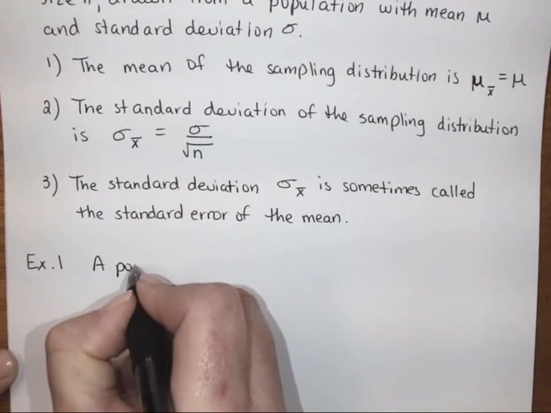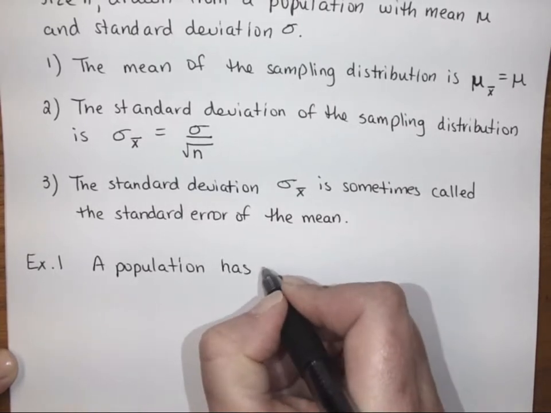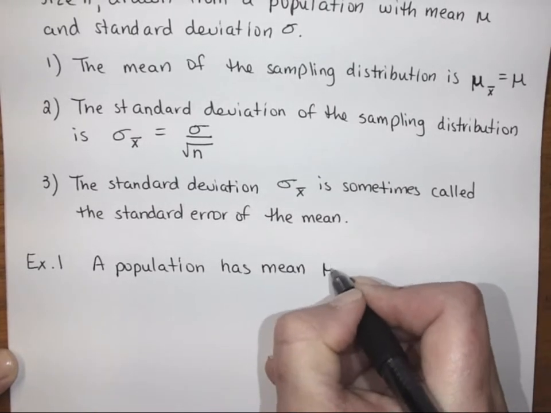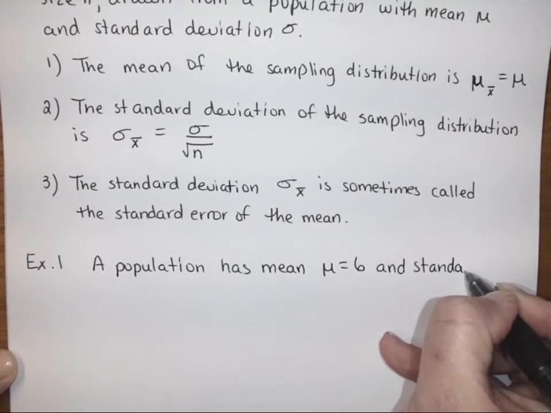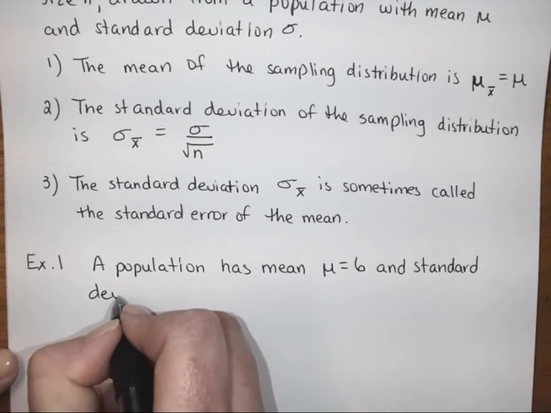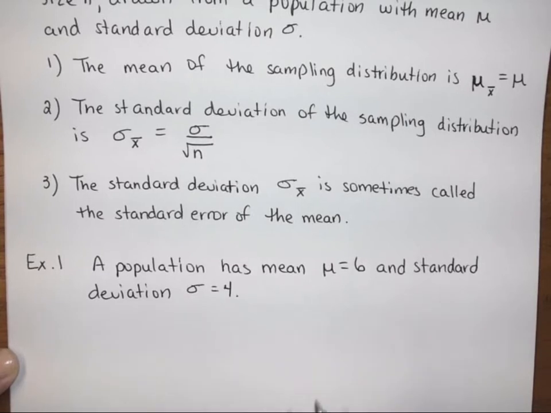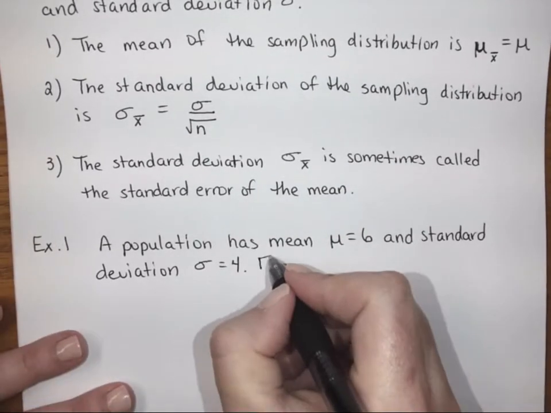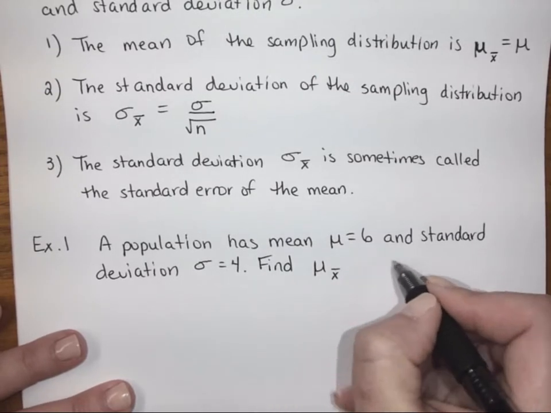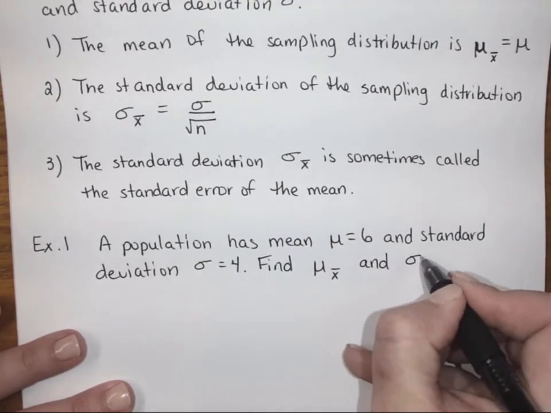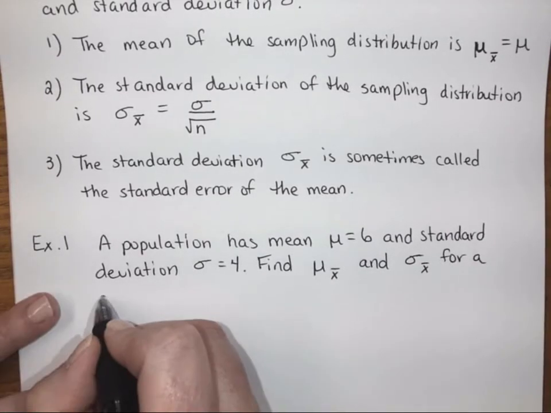So let's do one where we practice maybe finding some of these. If a population has a mean of 6, and a standard deviation sigma equals 4, then I want you to find these new things. I want you to find the mu of the X bars and also the standard deviation of the X bars for a sample size of 25.